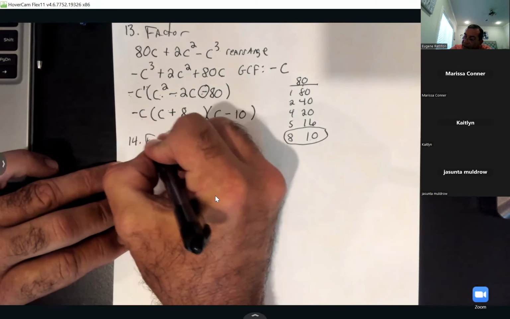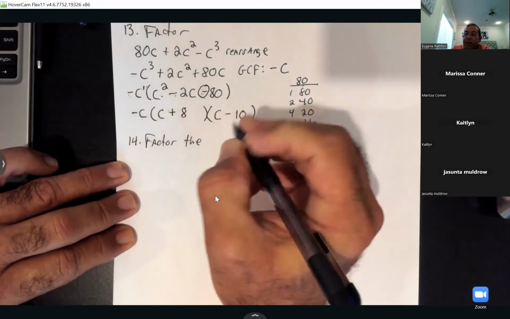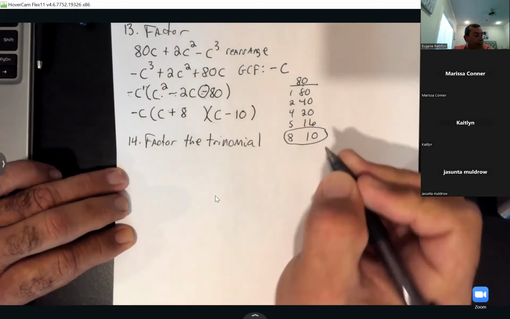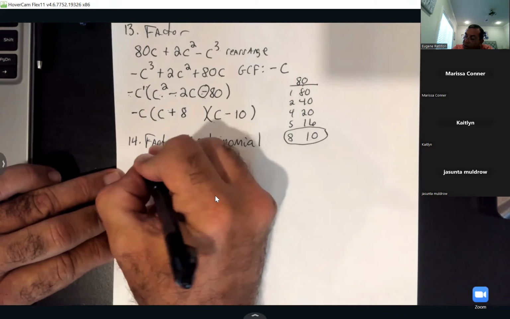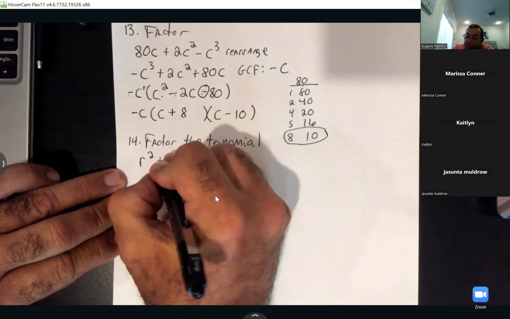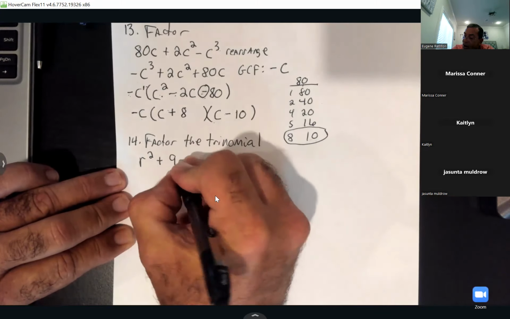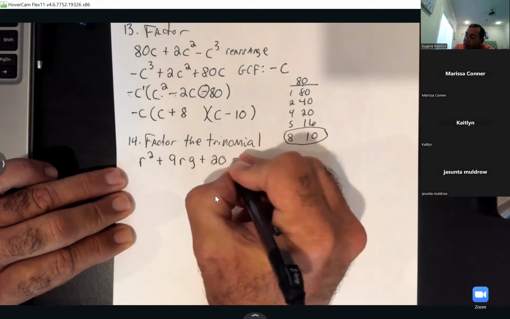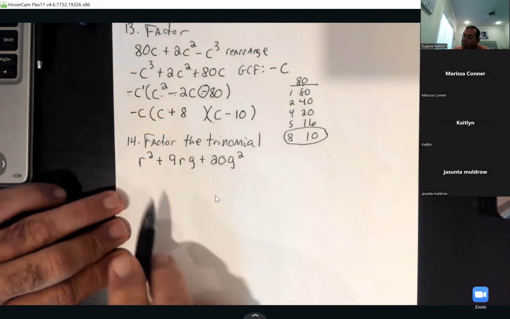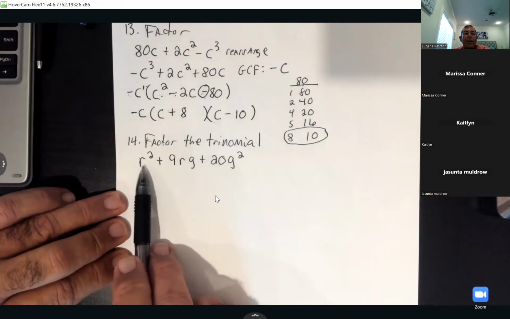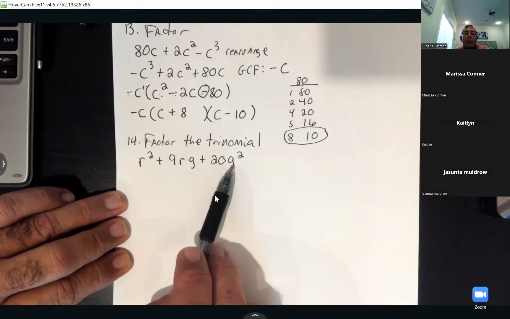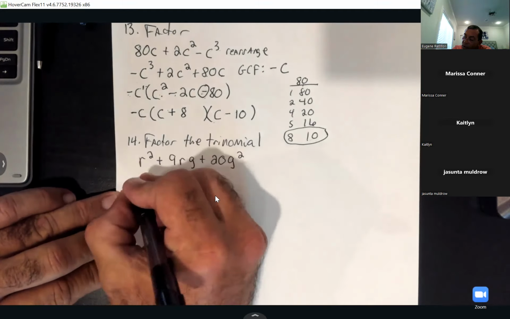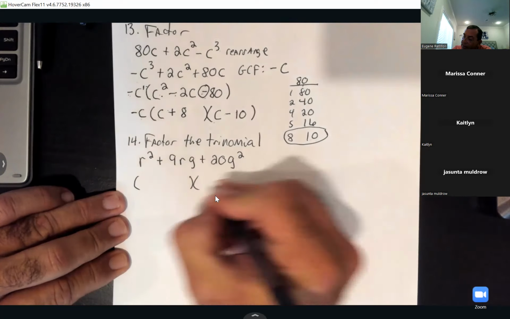So once again, factor the trinomial. All right, y'all, watch this. R squared plus 9RG plus 20G squared. So notice there's not a GCF because the R is not in the last term and the G is not in the first term. So that means we're going straight into our parentheses.